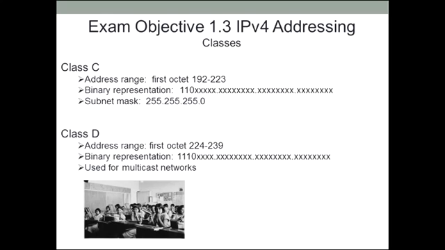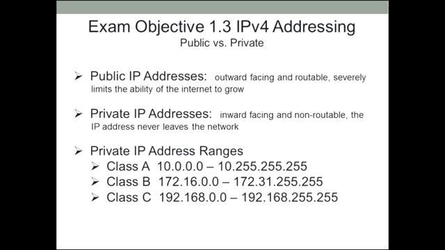Now, Class D address. Their first octet can be anywhere from 224 to 239. And their binary representation, the first 3 digits on the left were always 111, followed by a 0. And Class D addresses are usually only used for multicast networks, and we will be talking about that here in just a little bit.